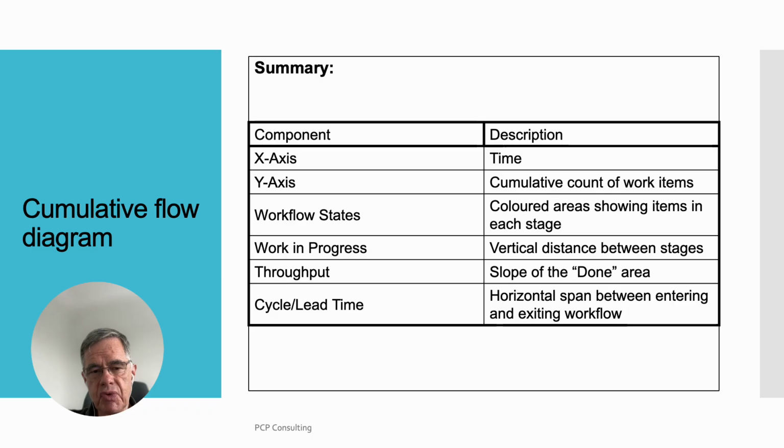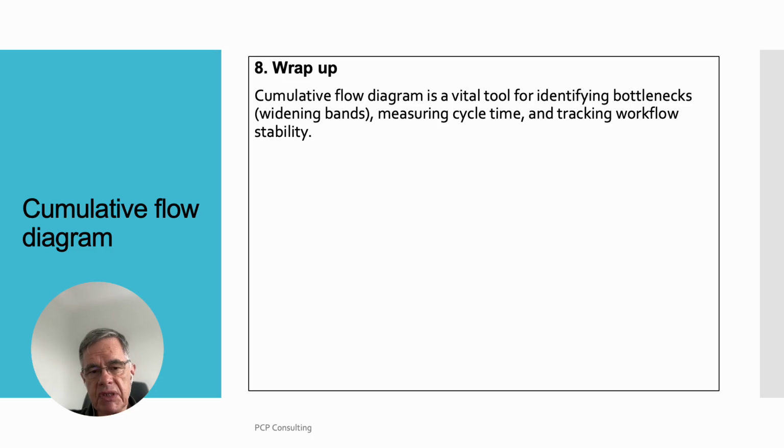Here is a summary. Column 1, component. Column 2, description. X-axis, time. Y-axis, cumulative count of work items. Workflow states, colored areas showing items in each stage. Work in progress, vertical distance between stages. Throughput, slope of the done area. Cycle, lead time, horizontal span between entering and exiting workflow. Wrap up. Cumulative flow diagram is a vital tool for identifying bottlenecks, widening bands, measuring cycle time and tracking workflow stability.